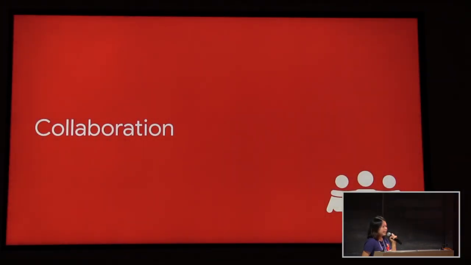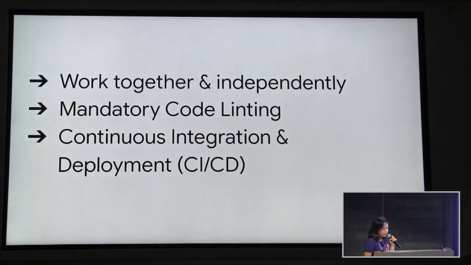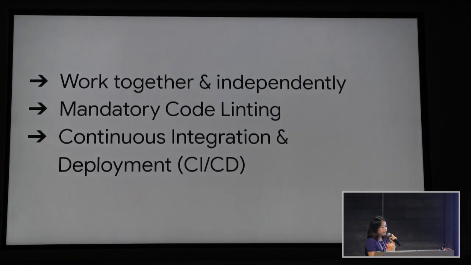Okay, next, collaboration. So the project is built by three of us, me, Jenning and Adrian. This is my teammate. What we want to achieve is to be able to work together and independently, because we work at different times. And code linting is mandatory. We want to make sure that when we commit the code to our repository, the code is linted and is clean. And we also want to be able to automate the build process, the CI/CD process.